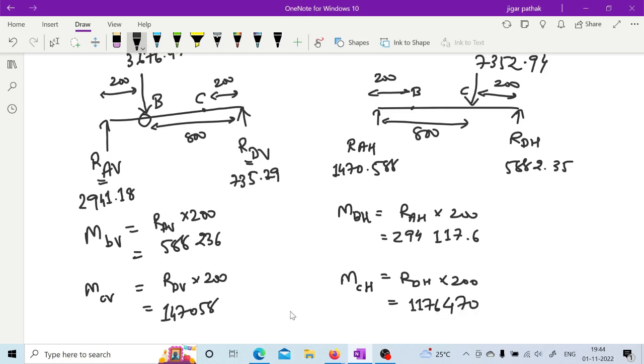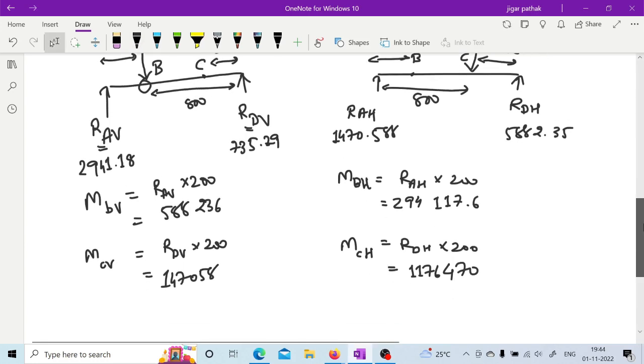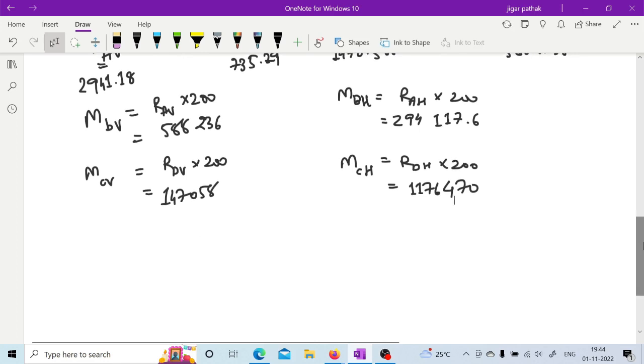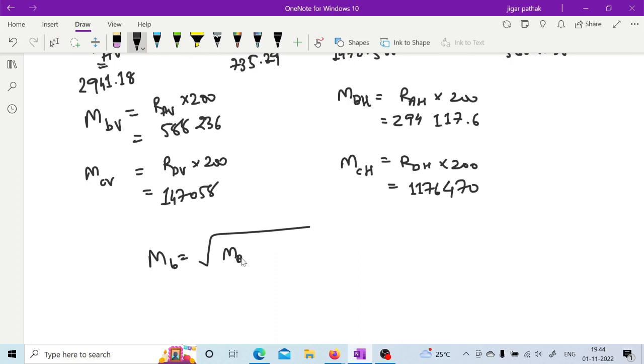Right? So once you are done with all this, then you have to calculate the moment at B and the moment at C. It will be the under root of MBV square plus MBH square. Similarly, the moment at C will be under root of MCV square plus MCH square. So you can calculate this. Can you calculate and let me know what you are getting?